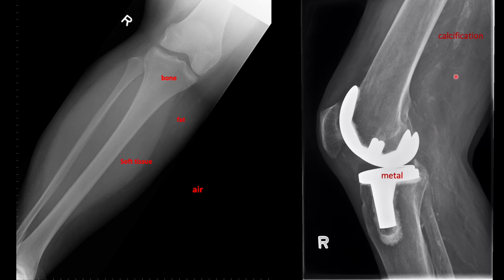There's another example. This is a lateral view of the knee, just to show you the difference between the density of the metal, which is pretty white, against the density of bone. And then down here we have calcification. There's the popliteal artery, which is calcified. So you can still see it, not as dense as bone, but it's denser than soft tissue.